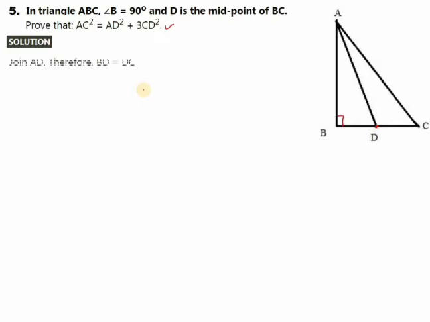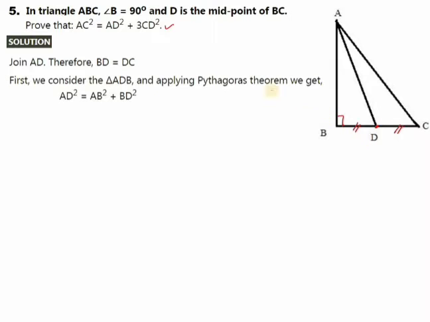So let's start. First and foremost, we'll join AD. Now since D is the midpoint, we say that BD and DC or CD are equal, isn't it? Now if you observe triangle ADB, we are talking about this triangle. In this triangle, this is 90 degrees, so the side opposite to this, that is AD, becomes your hypotenuse. So that's why you have AD square is equal to AB square plus BD square by Pythagoras theorem.